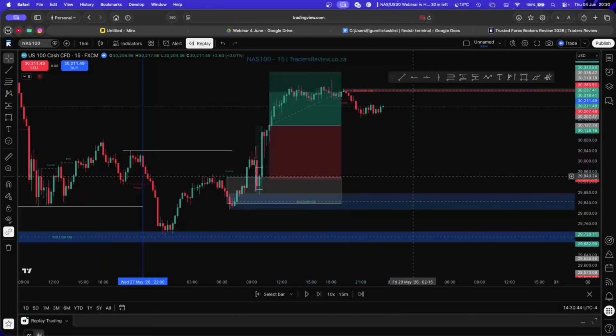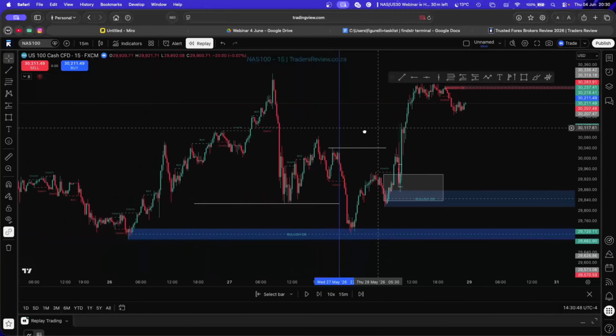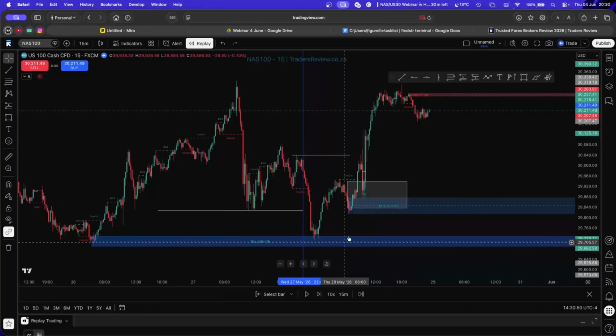So a really easy way to use the indicator with confluences with your strategy. As you can see, the indicator works really well. Don't use it solely just because it's showing you order blocks and fair value gaps. Use it in confluence with your strategy like I did right over here.